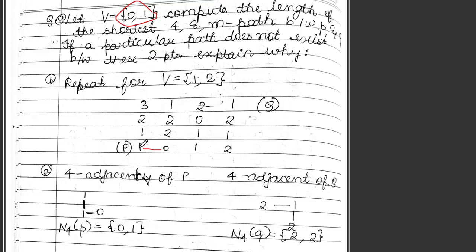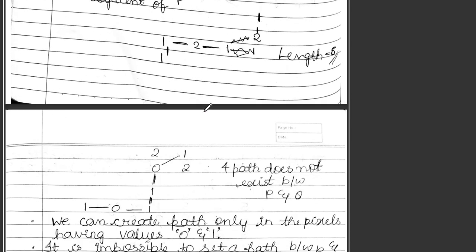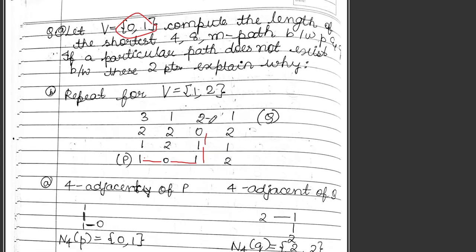See, here there is connection between 1 and 0. We are using 4 adjacency here. Next between 0 and 1. Next between 1 and 1. Next between 1 and 0. And the last path would be from 0 to 1, but this does not belong to 4 adjacency.